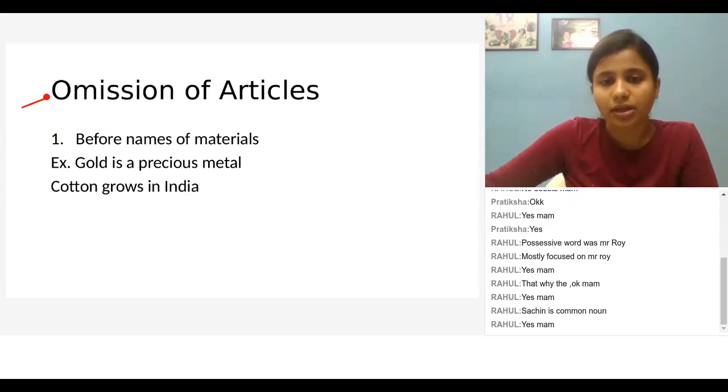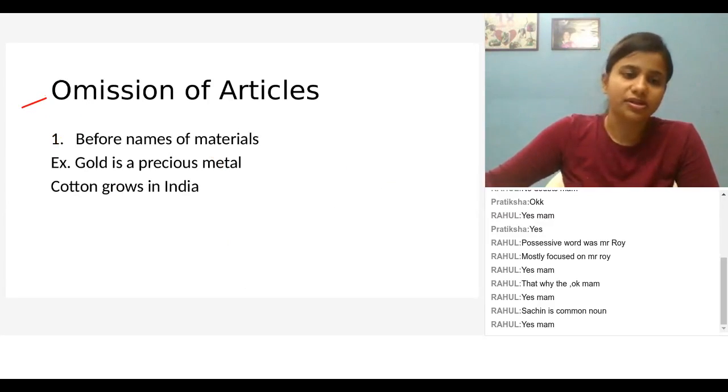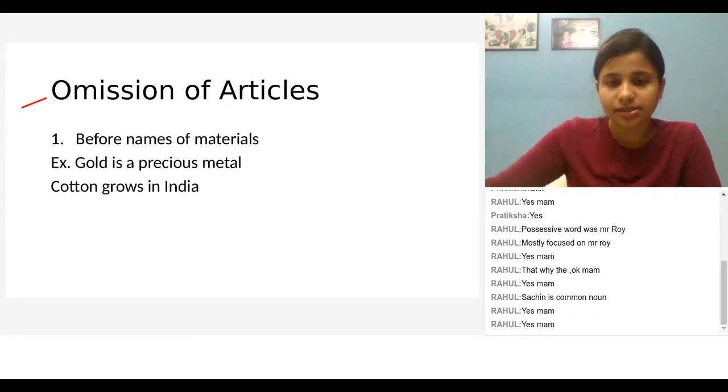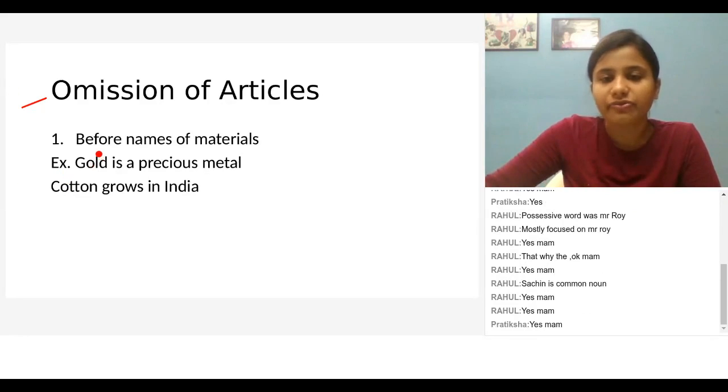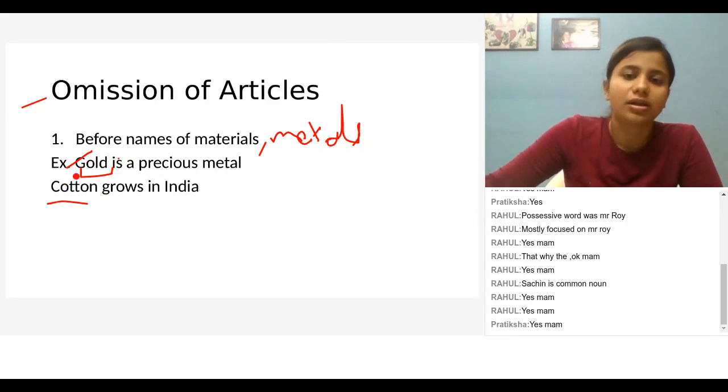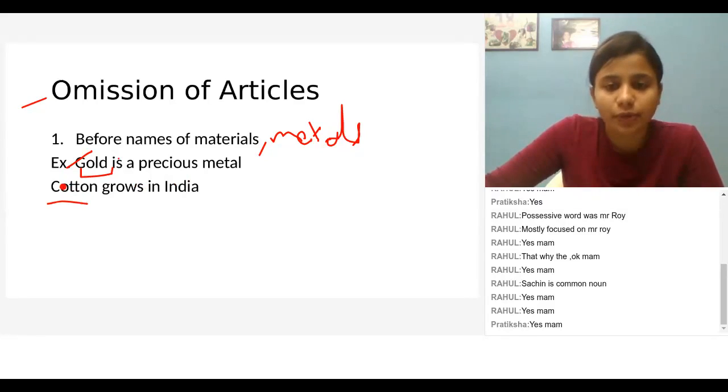So now when do we omit articles? Was it clear now before this? So when do we omit articles? When we have before names of materials, like gold is a material, or metals. You can even omit it before metals: gold, silver, copper, or whatever. So gold is a precious metal, or cotton grows in India. Whenever you talk about particular metals or other materials, you omit an article. So you never say the gold is a precious metal or the cotton grows in India. You always omit the article before it.